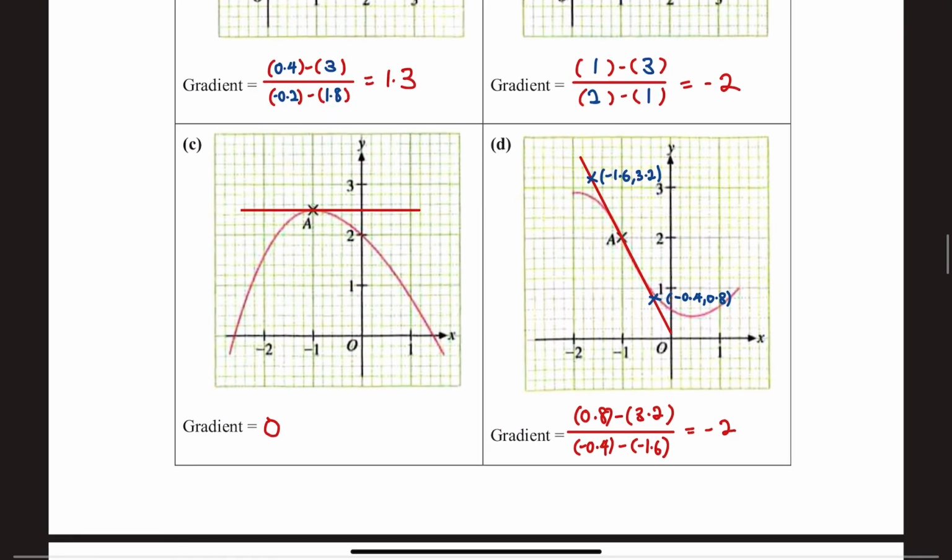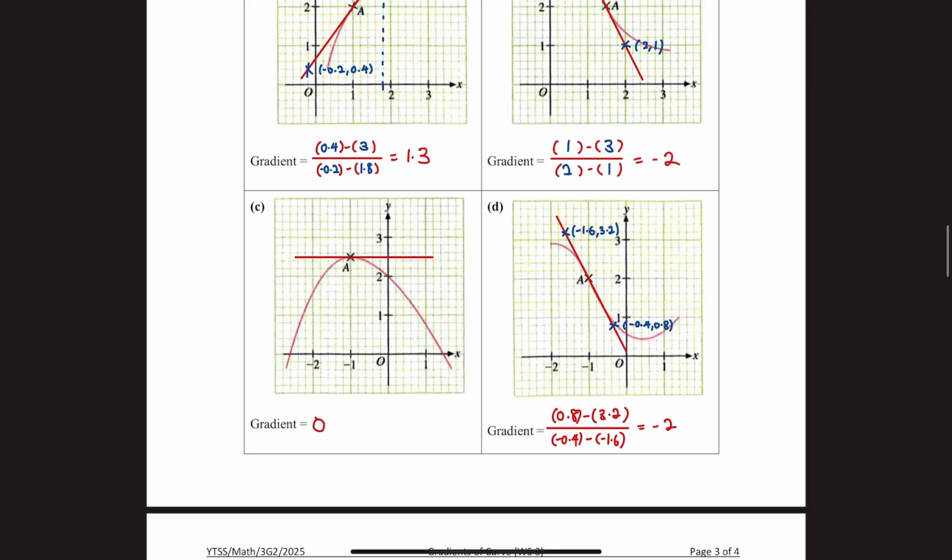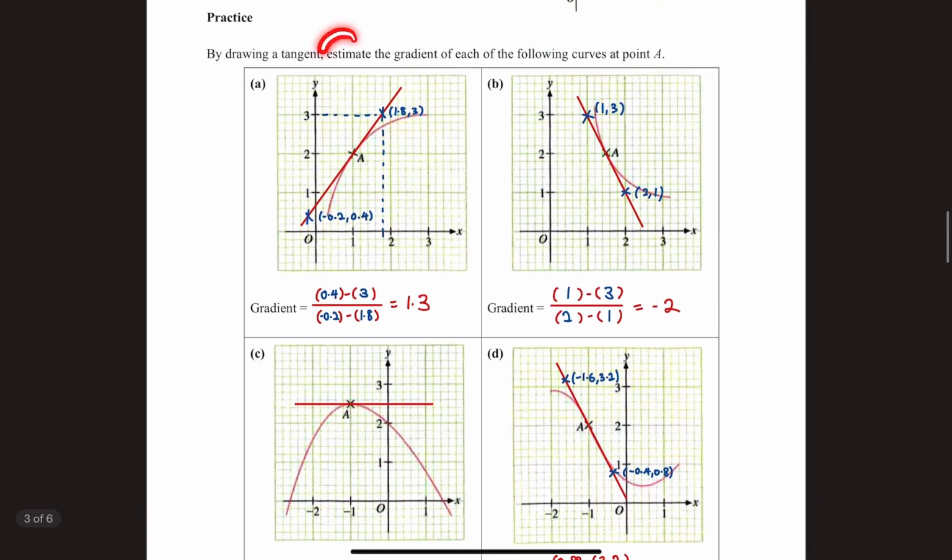Okay, so there's usually a plus minus range when we calculate gradients by drawing tangents. That's why the question usually says estimate. Okay, so you just need to make sure your answer is as close to the actual value as possible.